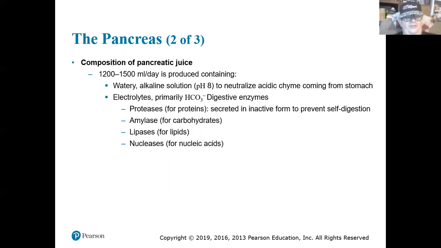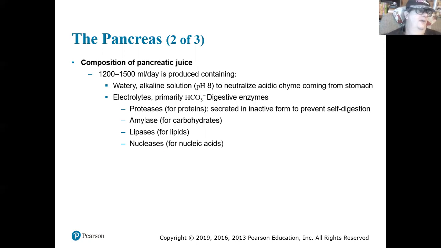It's full of digestive enzymes. This includes proteases that'll break down proteins. These are secreted in an inactive form, so they won't eat the pancreas, but when they hit the duodenum, they're activated by the pH change. There's pancreatic amylase to break down carbs. There's pancreatic lipase to break down the lipids. There are nucleases to break down the nucleic acids. What I'm saying is all four of the major macromolecules in nutrition, you are secreting enzymes to break them down in the duodenum.